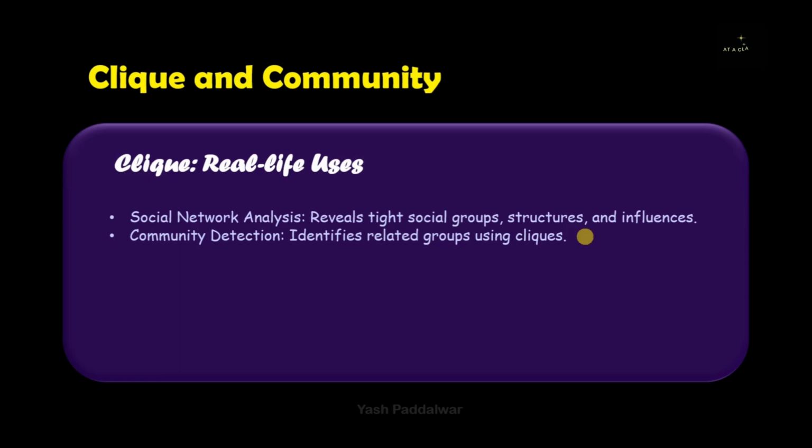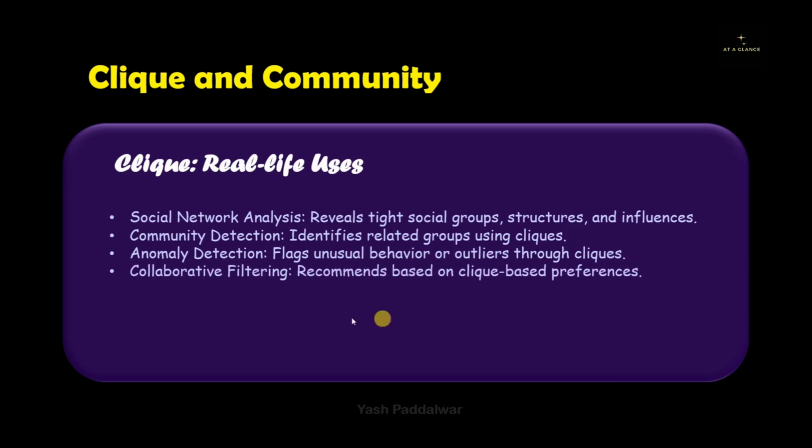One of the best use cases of clique is anomaly detection. That means the outliers or unusual behavior of nodes can be easily identified with the help of the concept of clique. Now, if you remember, one of the previous videos was on collaborative filtering, in which we have seen how recommendations are made based on similar customers' choices. Now, with the help of clique, we can also do the same task of identifying the similar users' choices and recommending it to the other users.